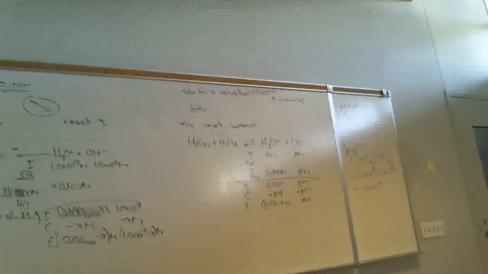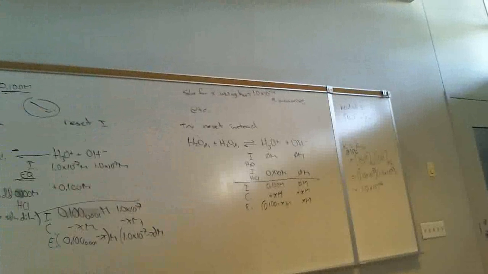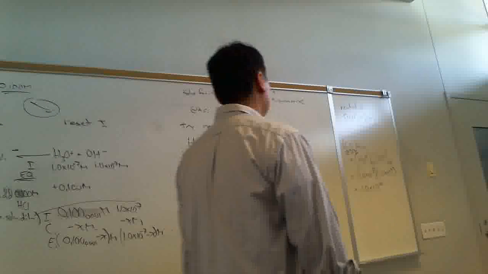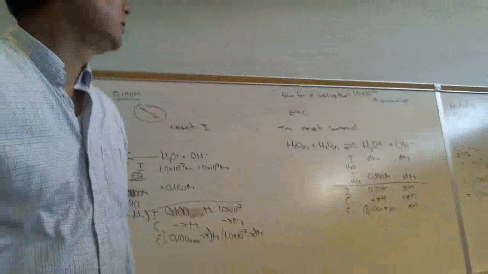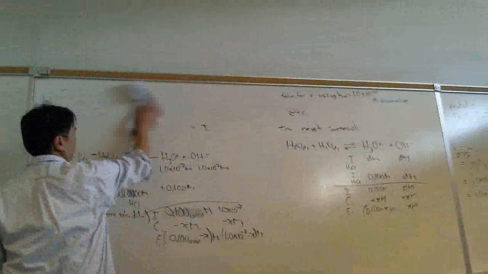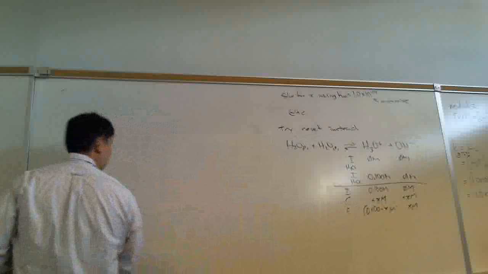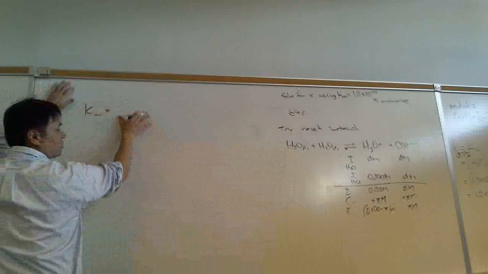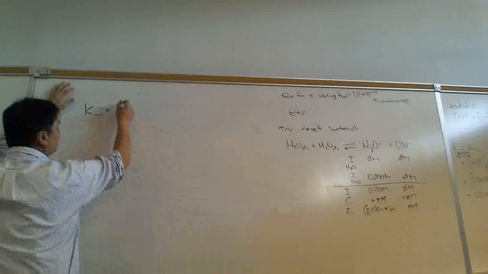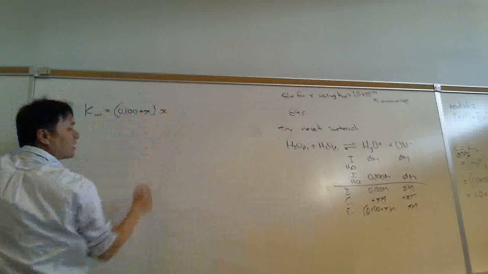I didn't quite catch that last part there. Which you'll see in just a second. I'll show you the other advantage to this. So maybe I'll write it over here because the camera doesn't quite catch that over there. This is the other advantage to this. When we set up the Kw, Kw is going to be the hydronium times the hydroxide at equilibrium. As we saw earlier, 0.100 plus x times x.